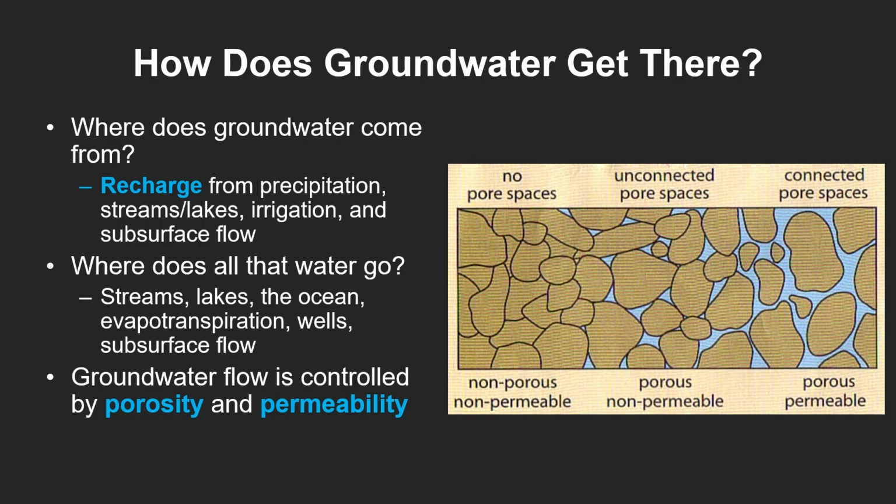Groundwater is replenished, or recharged, by precipitation, surface water, and irrigation. It can also move sideways through the subsurface from one area to another. Eventually, groundwater discharges into streams, lakes, or the ocean, or is removed by wells. The rate and direction of this flow depend on two key properties: porosity and permeability.